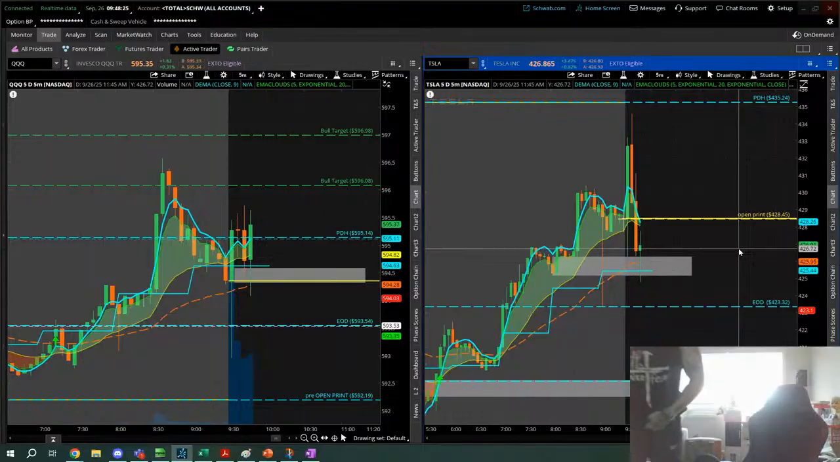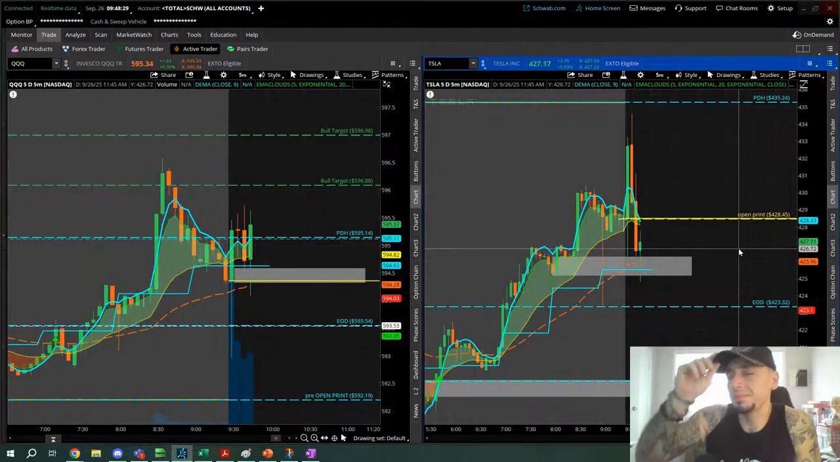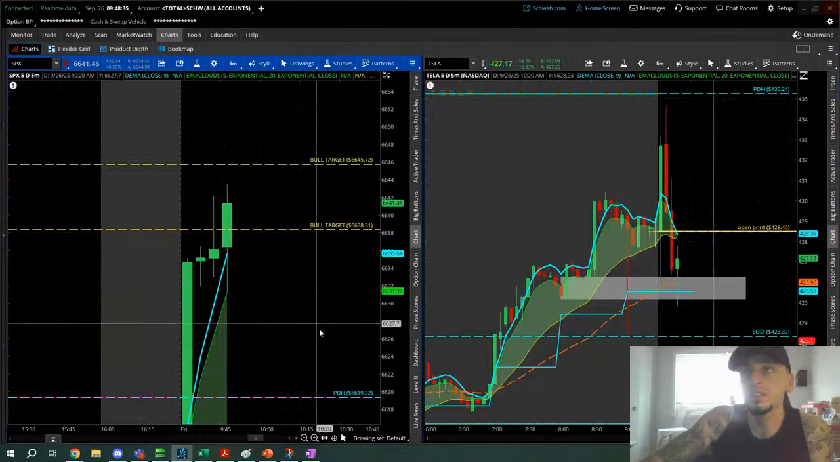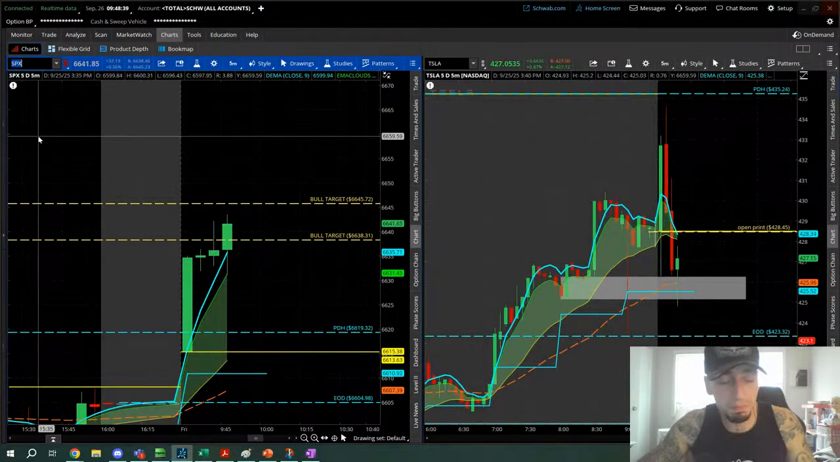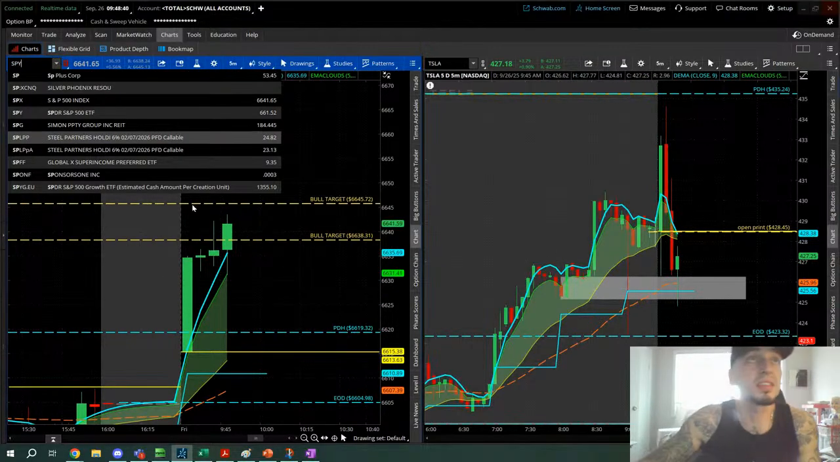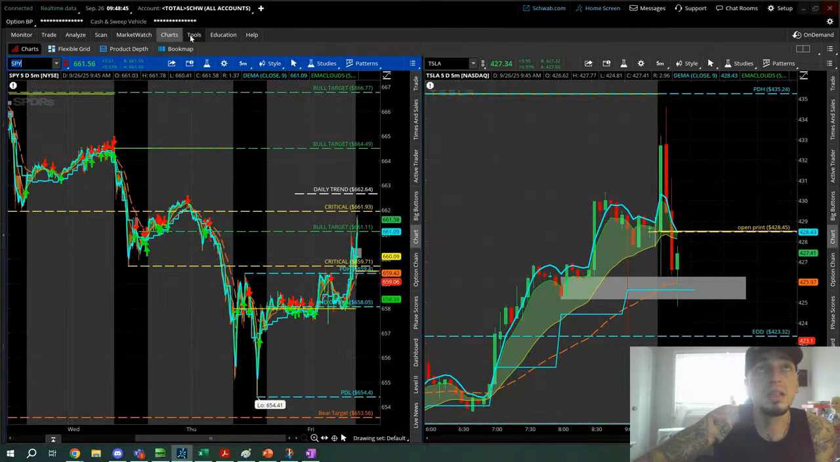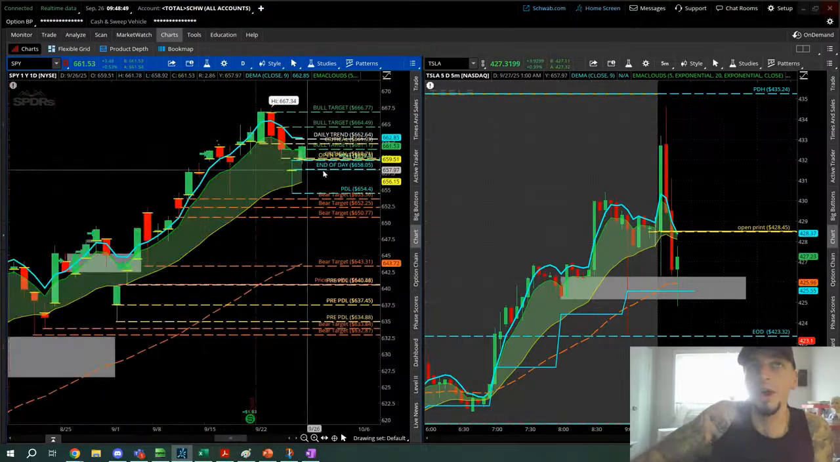I'm not gonna lie, Tesla is starting to look pretty for a short play. It's still a little early. SPY's coming up on its next target here too. SPY is bullish as hell. Look at this. There's really just no entry criteria yet.